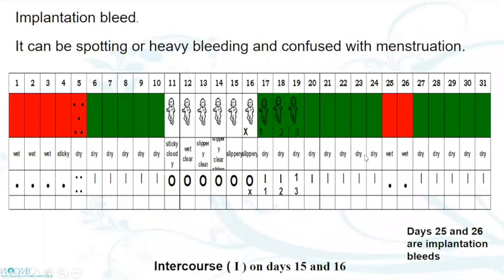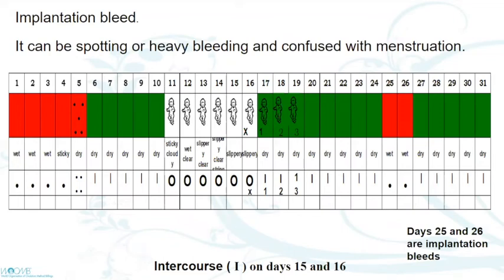So look at this one. Okay, let me drag this one. So implantation bleed. It can be spotting or heavy bleeding and confused with menstruation. Okay, look at this. Look at the one below.